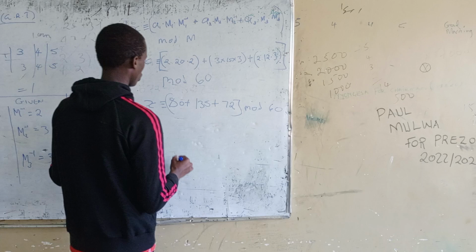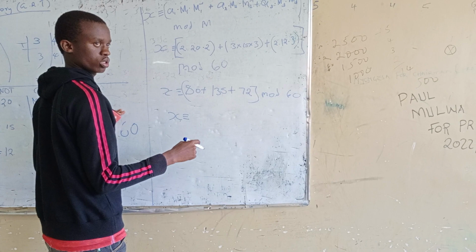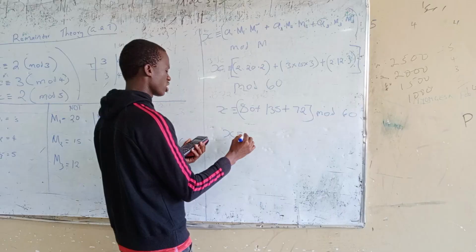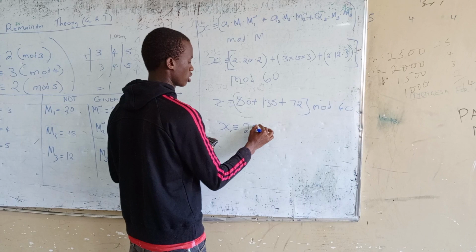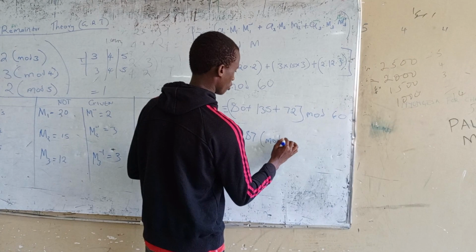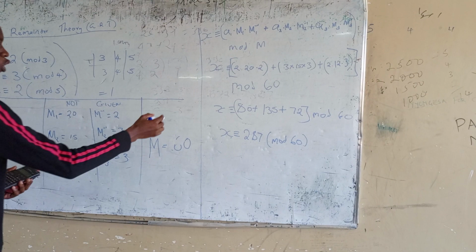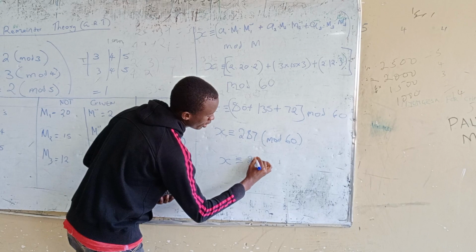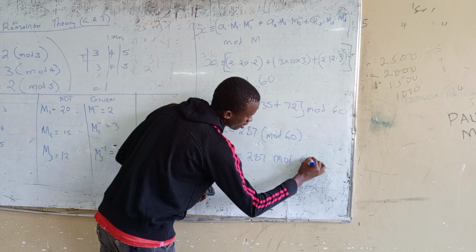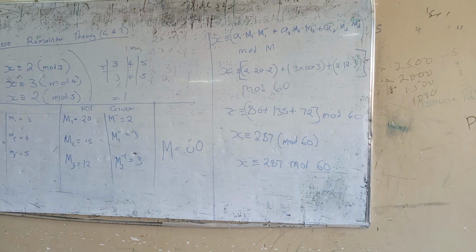When you add all of them, x is congruent to 287 mod 60. So we are trying to find the unique solution of x. Our unique solution will be x congruent to 287 mod 60. This is our unique solution of that congruence equation. Thank you for our first example.